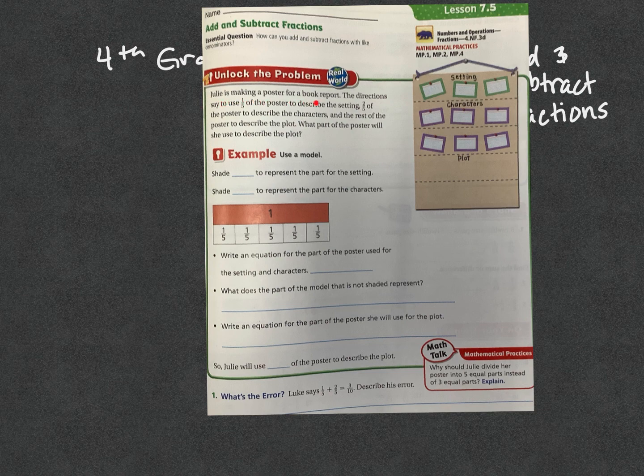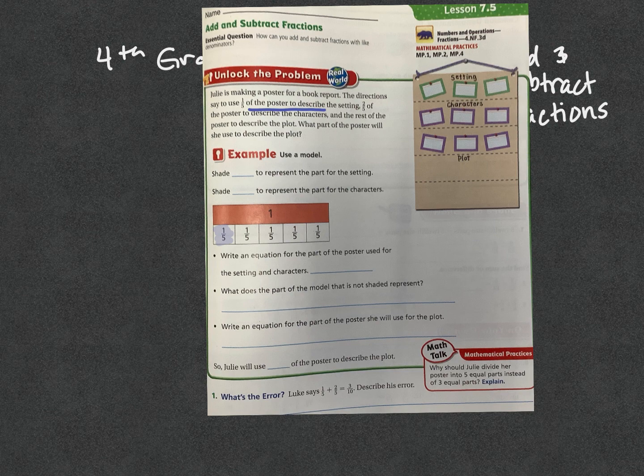Julie is making a poster for a book report. The directions say to use 1/5 of the poster to describe the setting, 2/5 of the poster to describe the characters, and the rest of the poster to describe the plot. What part of the poster will she use to describe the plot? So keeping in mind that the whole poster is being cut into 5 equal pieces, because that's my denominator, we're going to shade 1/5 of the poster to describe the setting, because that's the first piece of information that they gave us. So we'll shade 1/5 of it.